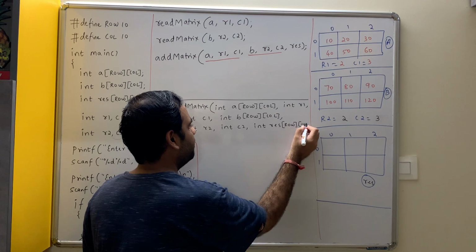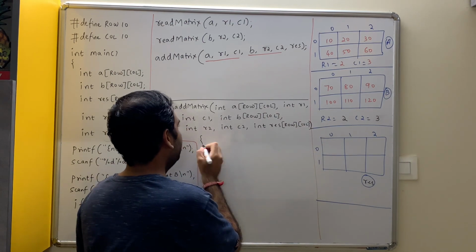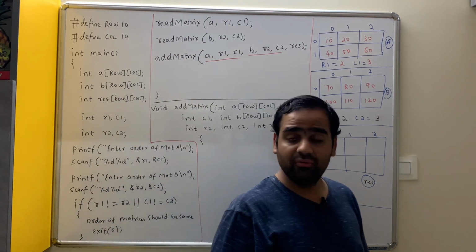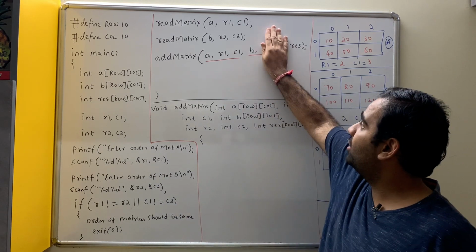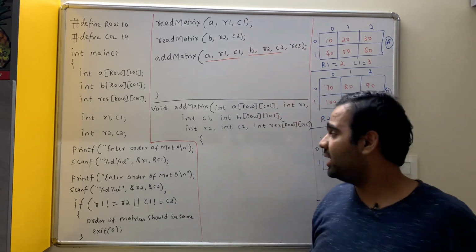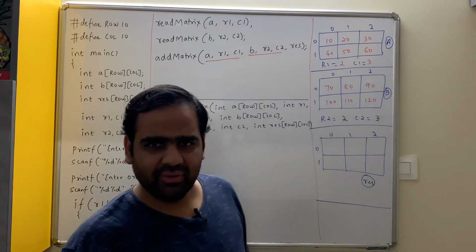Now we might observe one thing over here, that R1 is equal to R2 and C1 is equal to C2. Therefore, you may not pass these two parameters. But anyway, I have passed them.